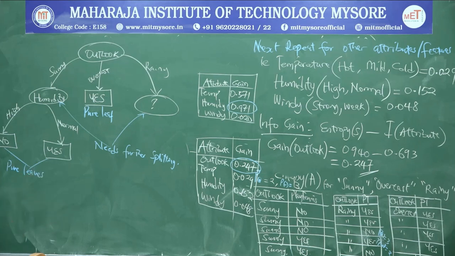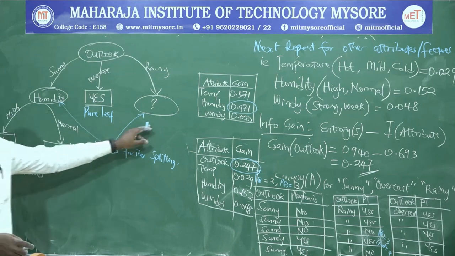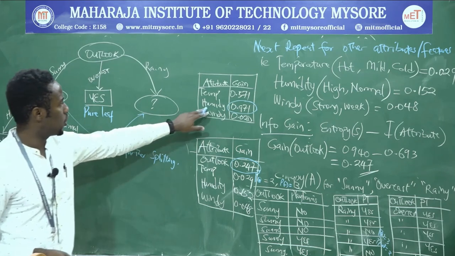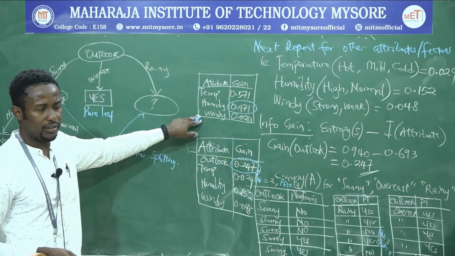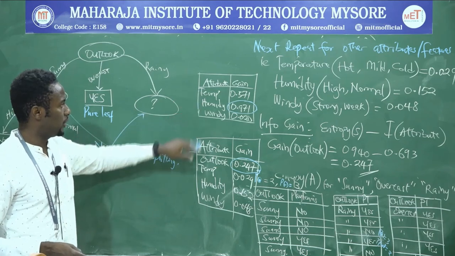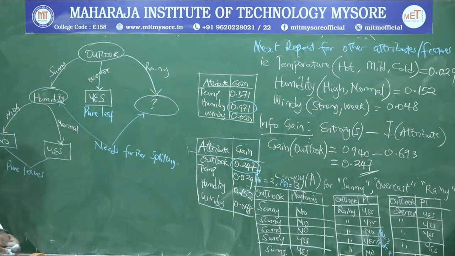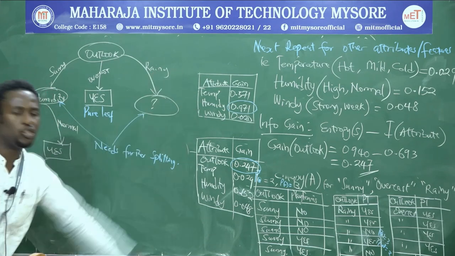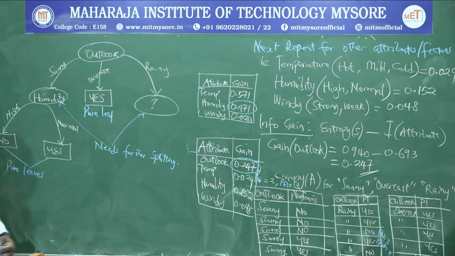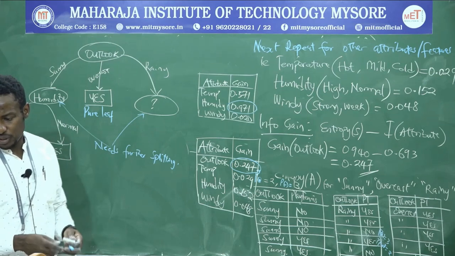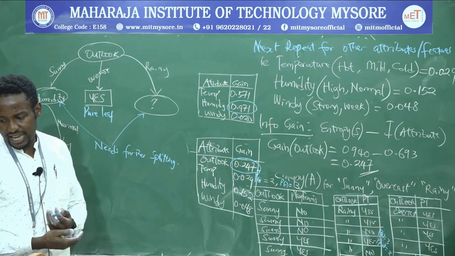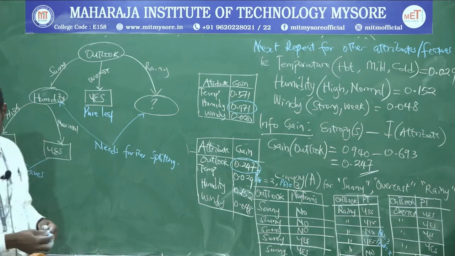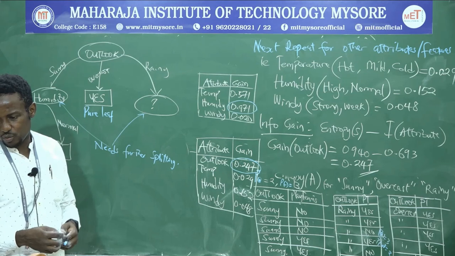Practically, what is left now is this last one, right? So humidity is out. You have temperature and windy. The next question is, which one should I choose, temperature or windy? Again, you call the function, okay? So lastly, the table will look like this. I will draw the table for the last one.